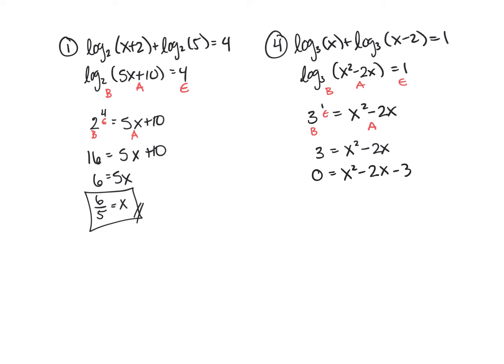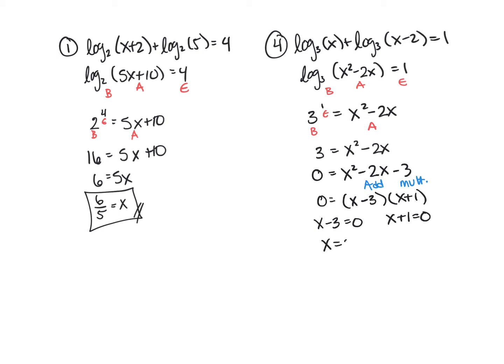So you can use the quadratic formula, but factoring will be faster. We're looking for two numbers that multiply to negative 3 and add to negative 2. So those numbers are going to be negative 3 for x minus 3 and a positive 1 for x plus 1. So now that we have two factors, we're going to set them both equal to 0 and solve.